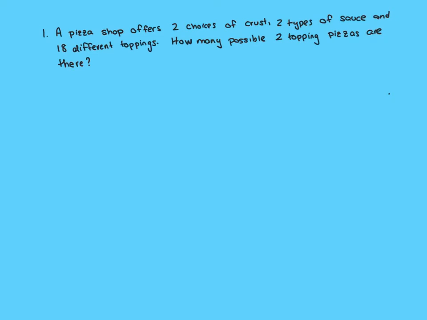Okay, so in the first question we have a pizza shop, and it offers 2 different choices of crust, 2 types of sauce, and 18 different toppings. And I want to know how many different possible 2 toppings pizza there are. So we have to make some assumptions here. We're going to assume that we're going to choose just one type of crust, and then one type of sauce, and then we need to choose 2 toppings. And so we'll think about the number of ways to do that.